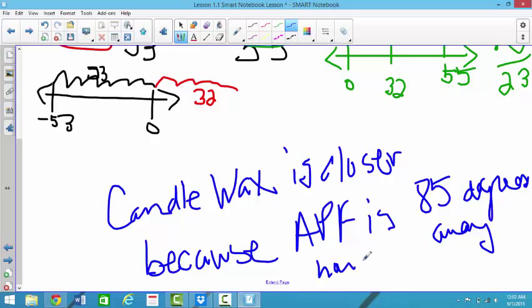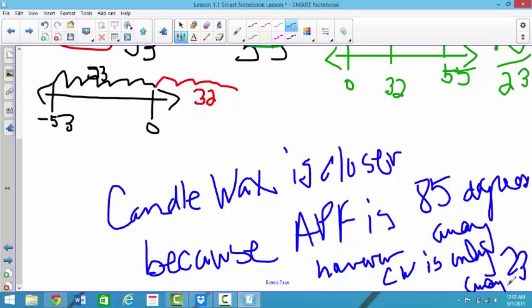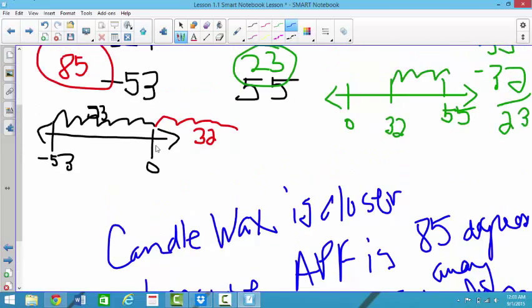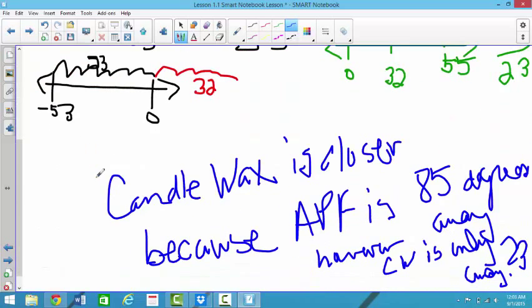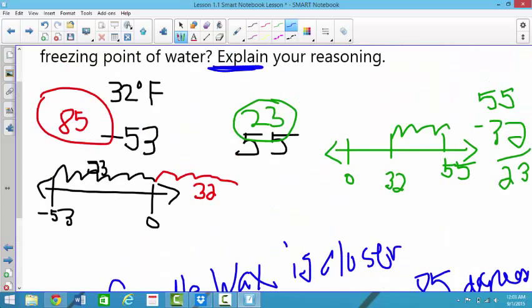However, candle wax is only 23 away. And I would want a sentence. When it asks you to explain, I would want a sentence. Okay? Capital letter, period, verb, subject, etc. Okay?